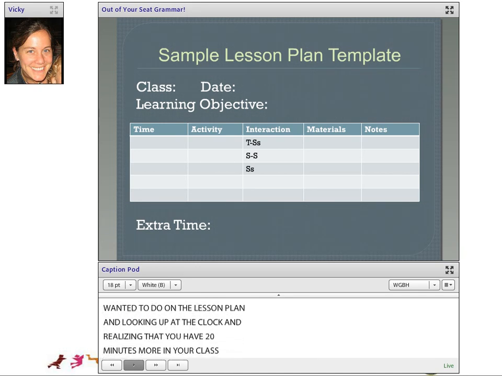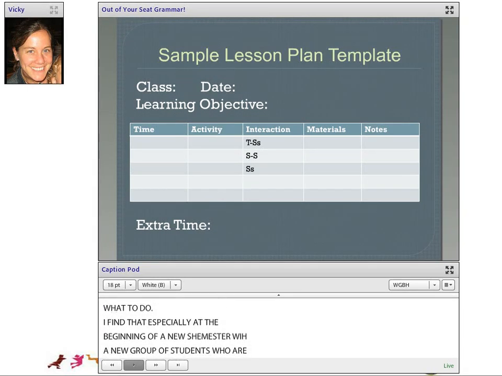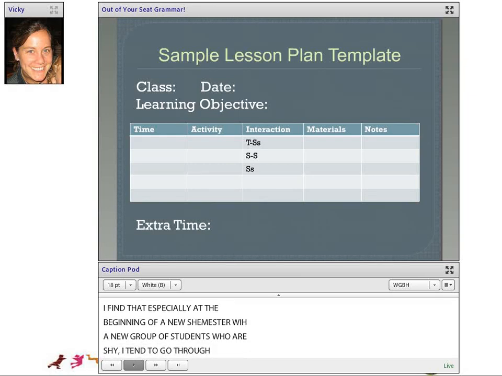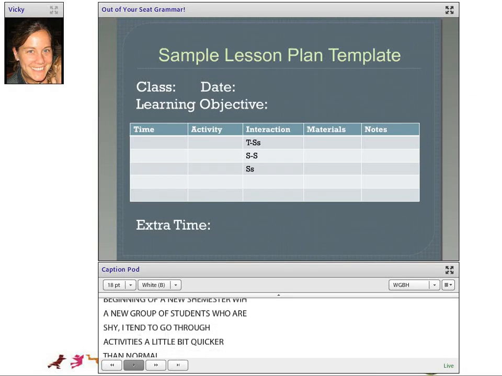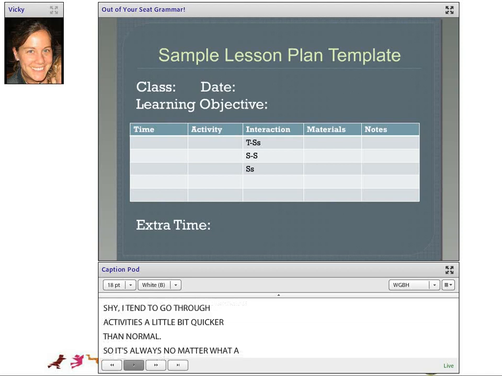And I find that especially at the beginning of a new semester, when I have a new group of students who are shy and maybe not sharing as much as they later would when they're more comfortable, I tend to go through activities a little bit quicker than normal. And so it's always, no matter what, a good idea to have an extra plan, a plan B. What am I going to do if I have extra time?